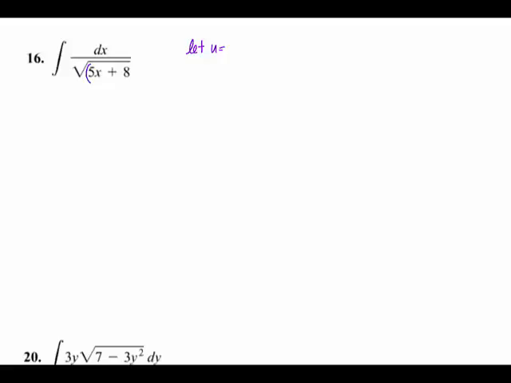So let's choose as u just 5x plus 8. The derivative then of 5x plus 8 is 5 dx. And you can see in the integrand we have dx, but we don't have the 5. So to adjust for this, we can say, well, if du equals 5 dx, then what we have is dx in the integrand, and that is 1/5 of du.